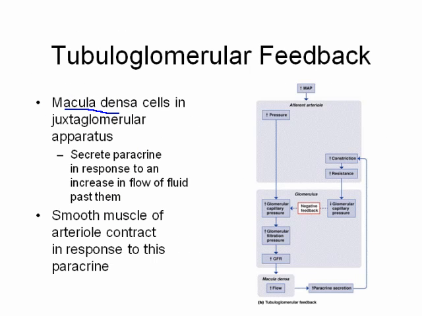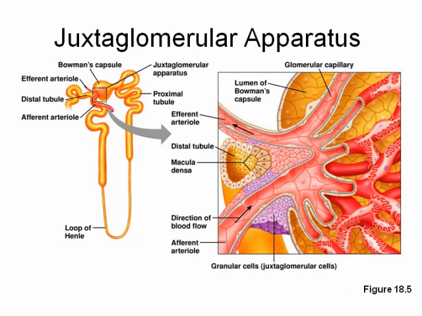So the macula densa cells that we just talked about, again, these are the cells that are located here. These are in the renal tubule, but they are adjacent to, right next to, the blood supply coming into the glomerulus.